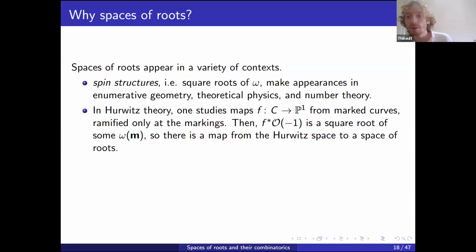And this means that if you look at the Hurwitz space of all the maps F like this with a fixed ramification profile, this has a map to a space of roots, right? Because universally, you can pull back the O(1) on P1 and get a root of some omega^m. So because you have a natural map between these two moduli spaces of interest, every time you can say something about one, you can say something about the other. There's a nice interplay between their geometry, and you can use one problem to solve the other, and vice versa.